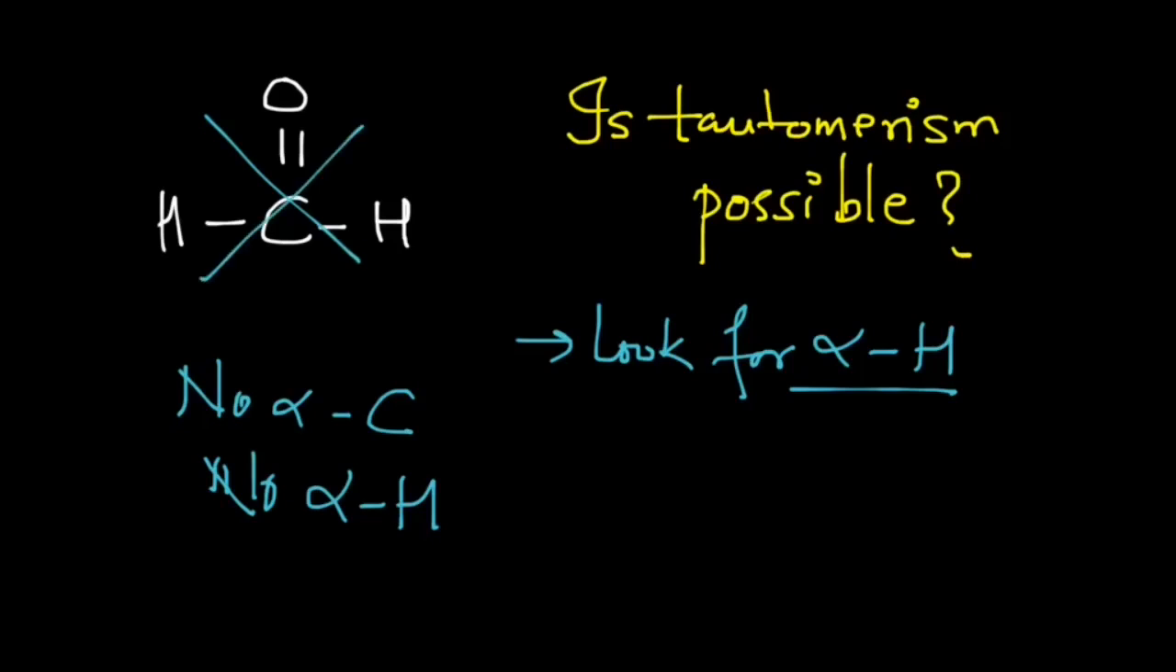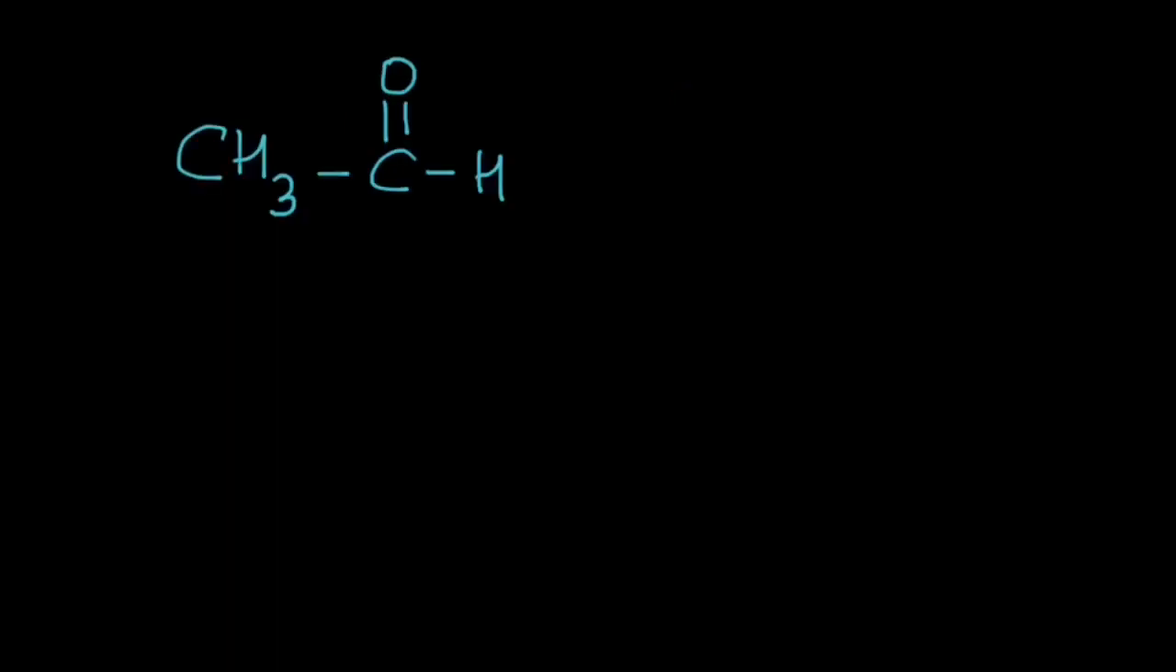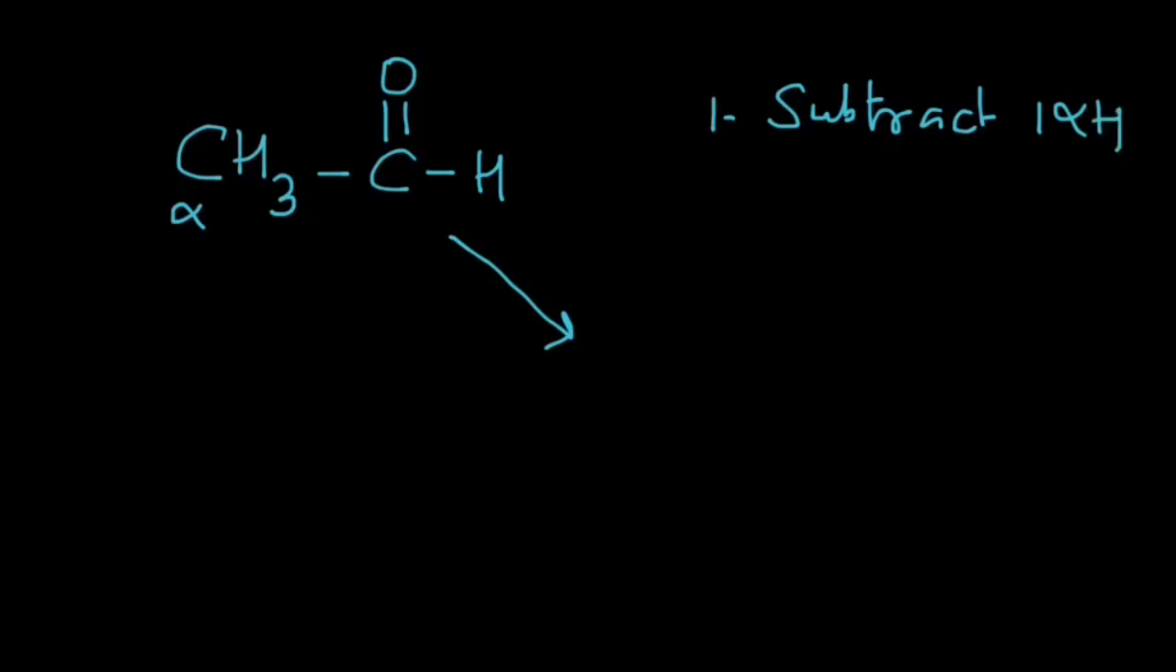For tautomerism, always try to look for alpha hydrogen first. Like this compound, it has an alpha carbon and 3 alpha hydrogen atoms. To draw the tautomerism, what you do is simply subtract. The first rule is simply subtract 1 alpha hydrogen and give it to the oxygen atom.